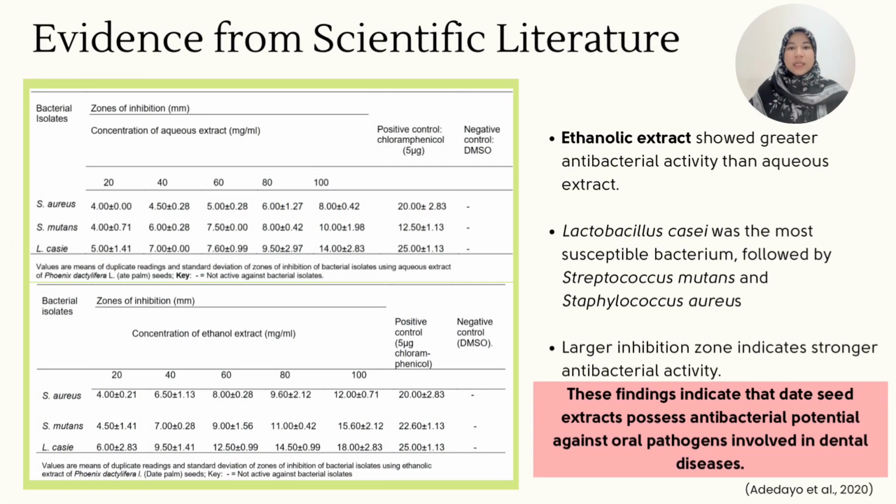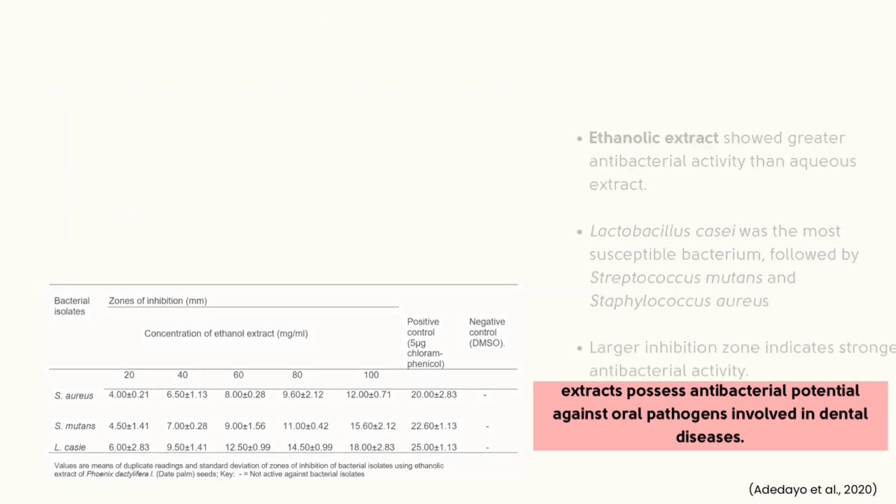As for the results, the study found that both aqueous and ethanolic date seed extracts inhibited bacterial growth. Ethanolic extracts showed greater antibacterial activity than aqueous extracts. Lactobacillus casei was the most susceptible bacterium, while Streptococcus mutans and Staphylococcus aureus were also inhibited significantly. These findings indicate that date seed extract does possess significant antibacterial potential against oral pathogens involved in dental diseases.